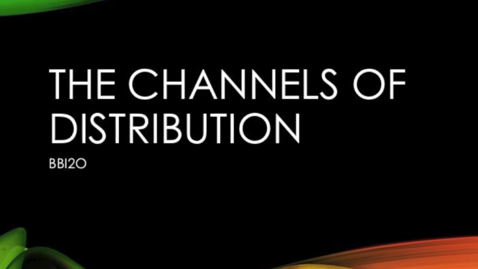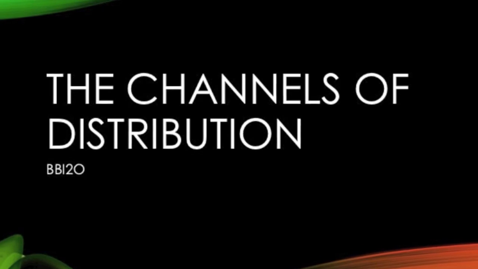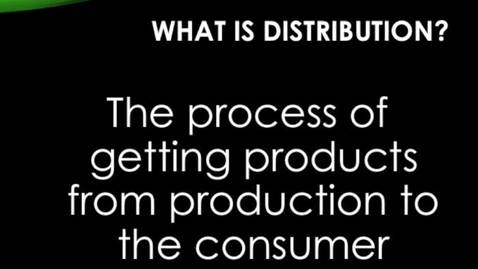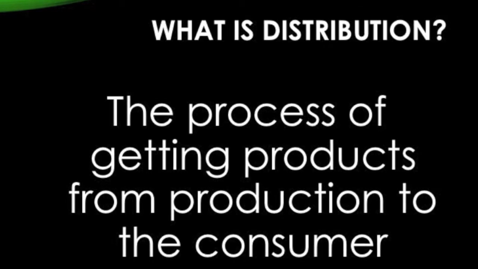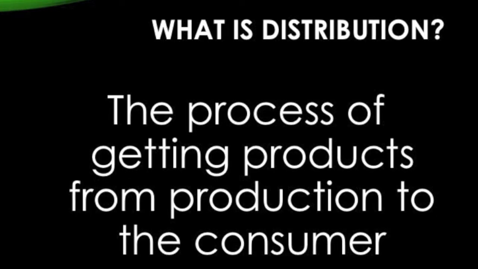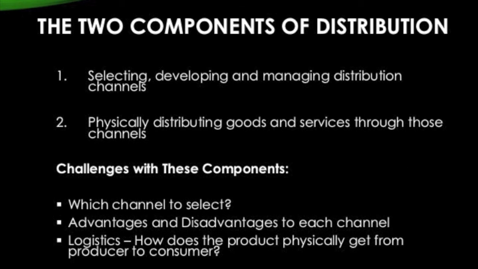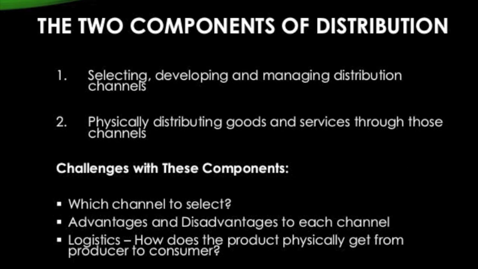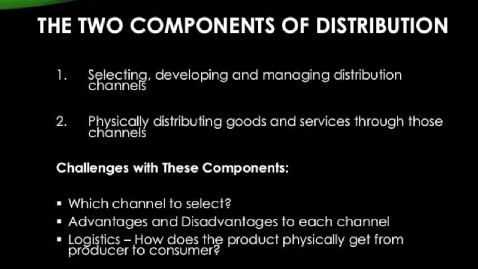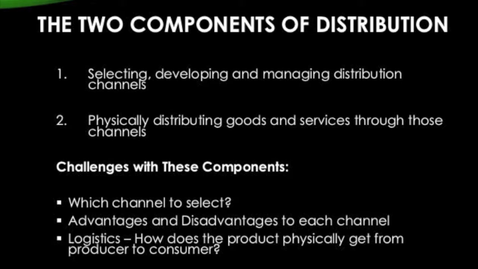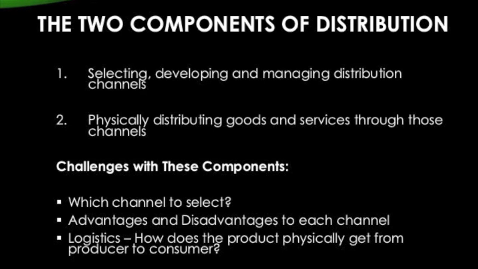So this lesson is on the channels of distribution. So what is distribution? Distribution is the process of getting products from the production to the consumer. The two components of distribution that we're going to look at are 1. Selecting, developing, and managing distribution channels, and 2. Physically distributing goods and services through those channels.